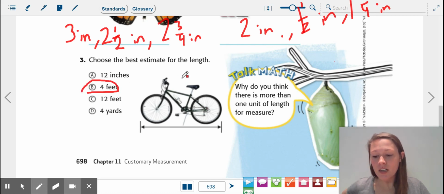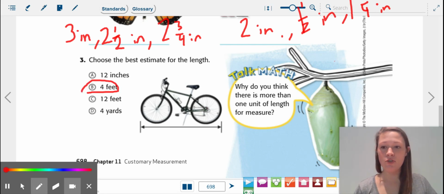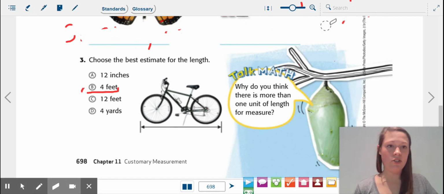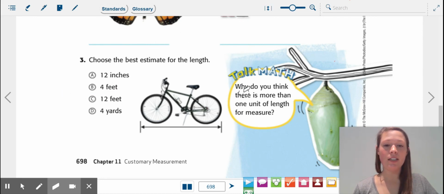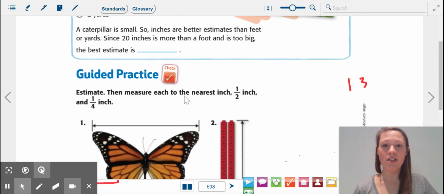Okay. All right. So we are going to jump over to a different page. If you want to do the independent practice of this to get extra practice, totally go for it.